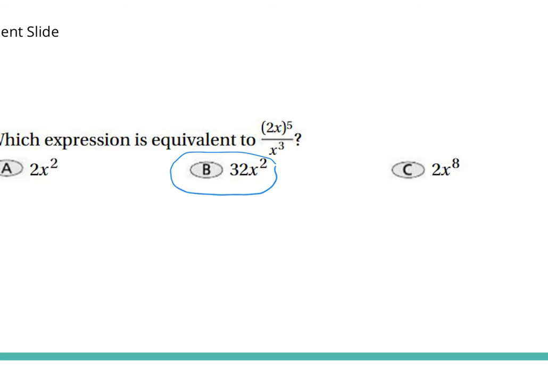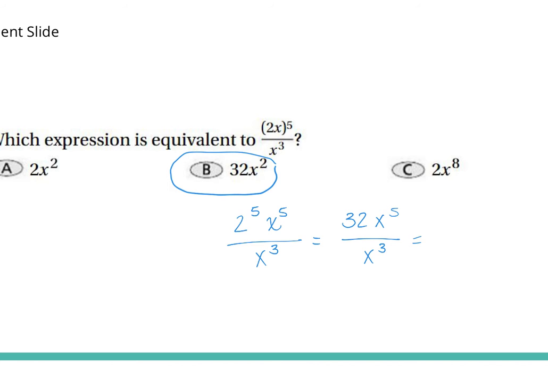What I did was the 2x to the fifth power, I did 2 to the fifth, which equals 32, and then that turned into 32x to the fifth power over x to the third power. So then I did 5 minus 3, which is 2. So 32x to the second power.